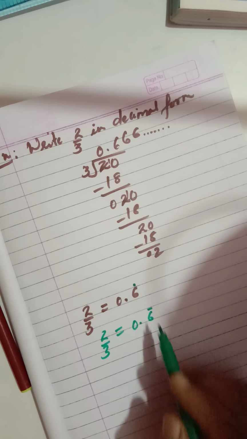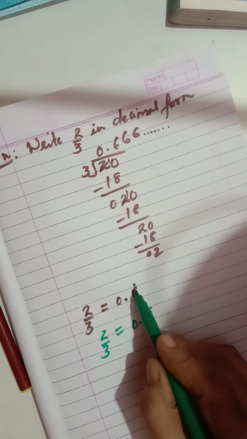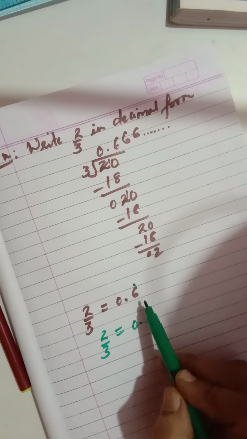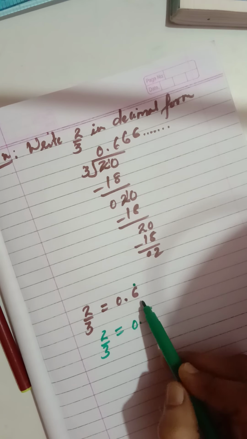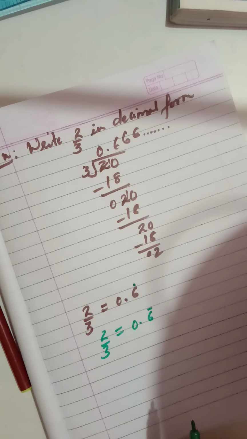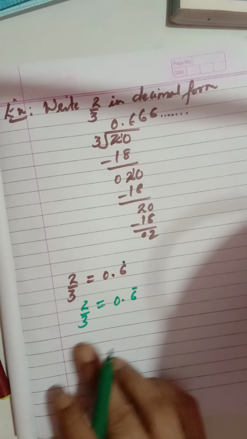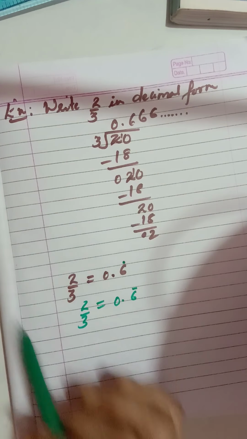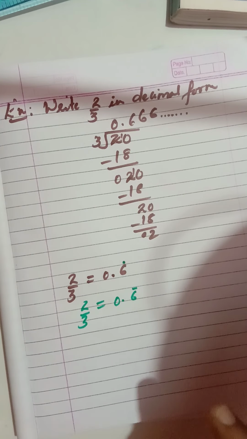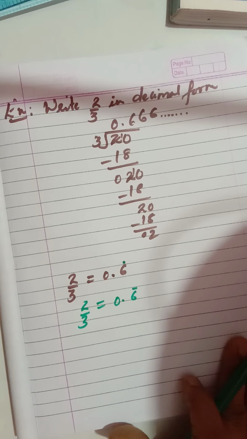Now either you show it by a dot or by a bar. A dot is used only when a single number is recurring, children. But when more than one digit is recurring, say a 2-digit or 3-digit number coming again and again, then you have to use a bar, a big line. This form is called recurring decimal form.